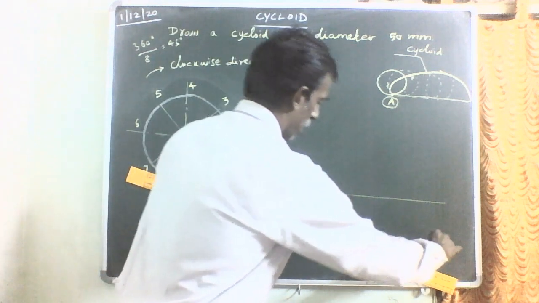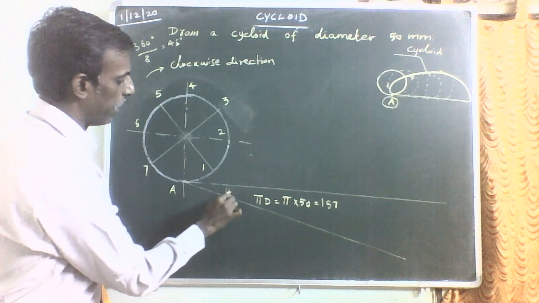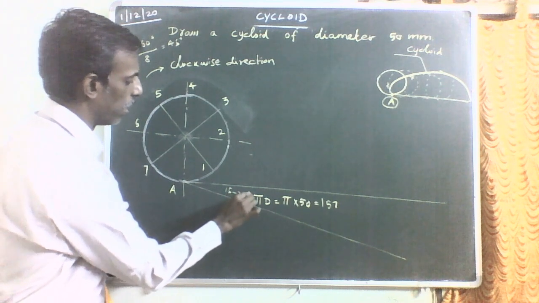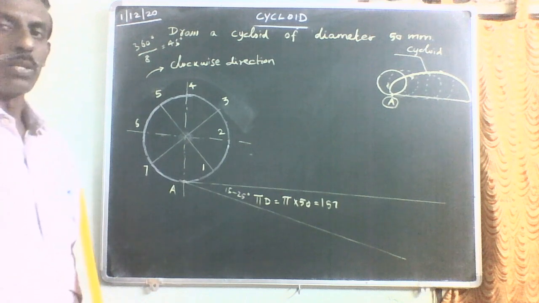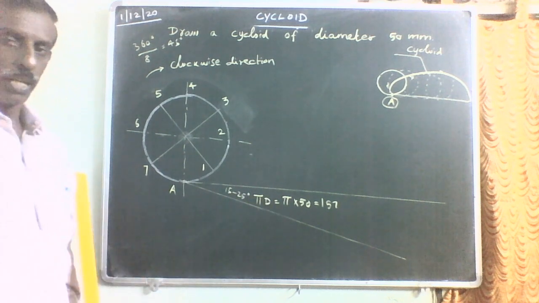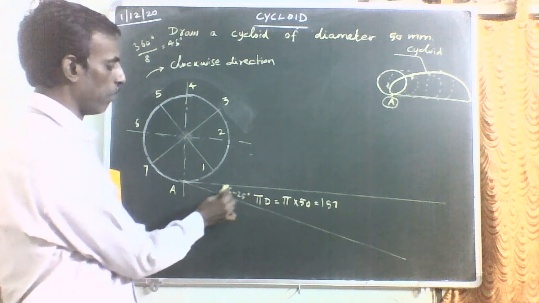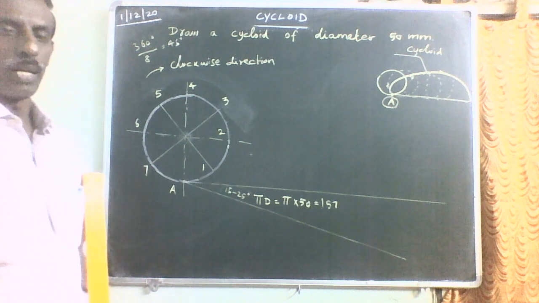So draw one inclined line. If you take 15 degree to 25 degree, the diagram will be neat. If you take more than 25 degree, the diagram will not be that neat. So to get the required neatness, you may use around 15 to 25 degree in the diagram. Okay.